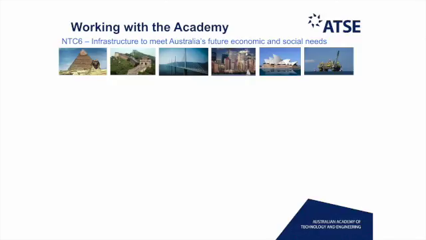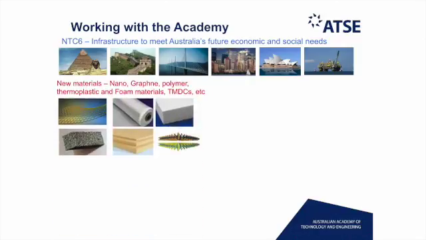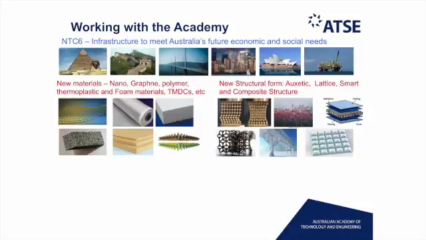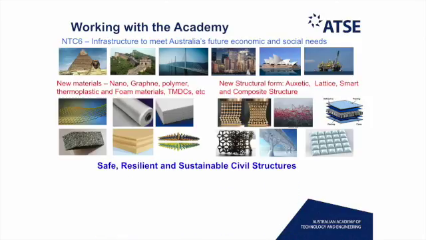On the other hand, many new materials come in, like nano, graphene, polymer, and also many new structural forms, metamaterial, aesthetic structures, lattice, smart, composite. How can we make use of these new structural forms and new materials to build infrastructure? That is my research interest, and I think we can work on that to build safer, more resilient, and more sustainable civil structures. That is the area I'm interested to contribute.